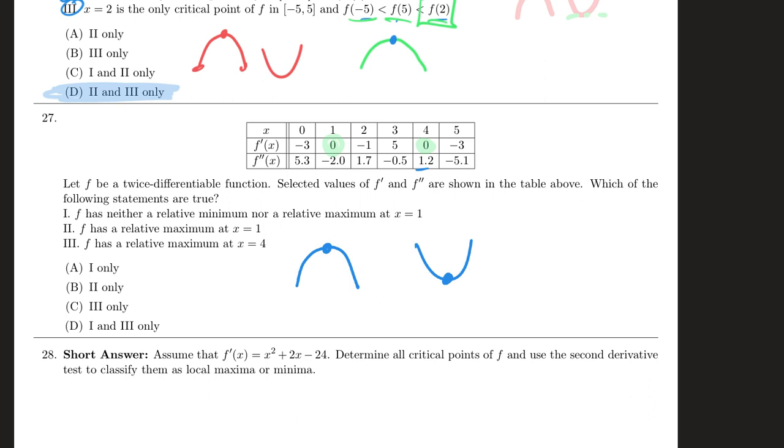So we get a maximum at 1, that means 2 is correct, and a minimum at 4, so 4 is not right. And we know there is a relative max at 1, so 1 is out. So 2 is the only correct answer.